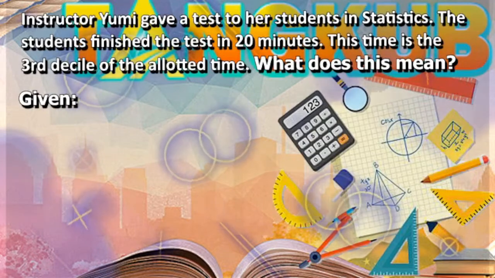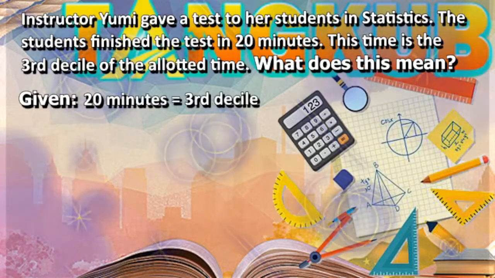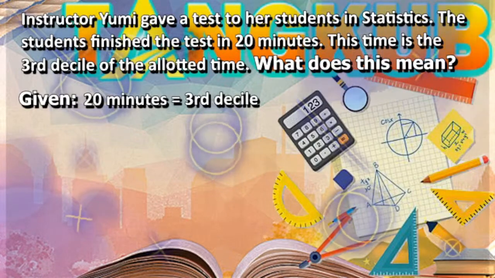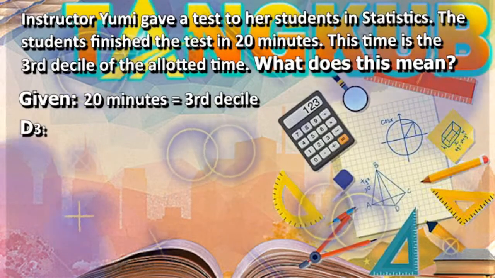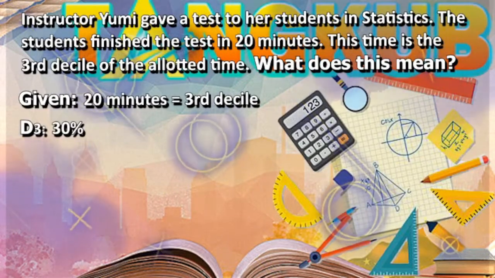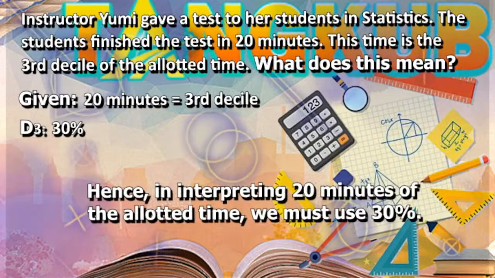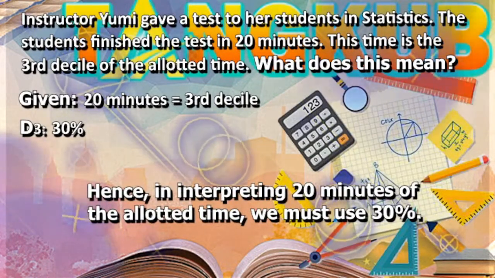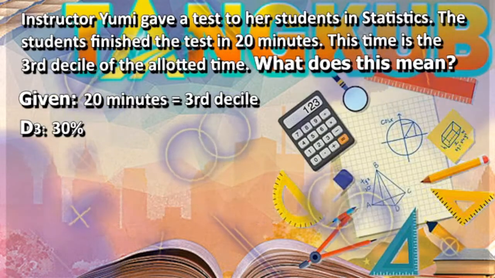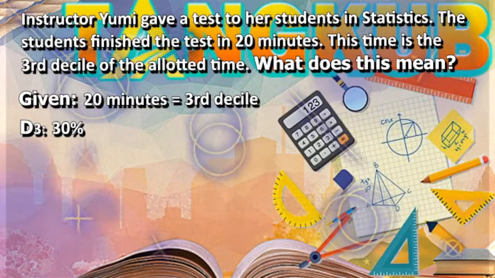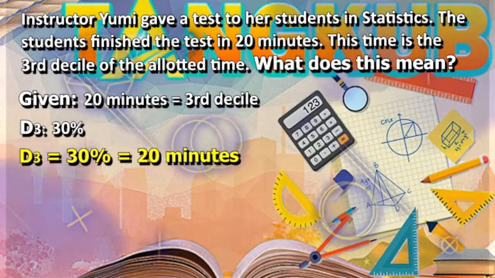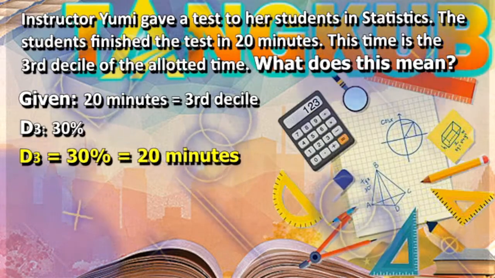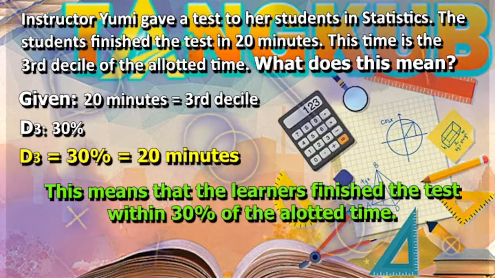Now, based on the given problem, the given is 20 minutes, which is the decile 3 or third decile. Second, identify the equivalent of the third decile. We know that third decile is equivalent to 30%. Hence, in interpreting 20 minutes of the allotted time, we must use 30%. Next, write the interpretation. We know that the third decile is equal to 30%, and based on the given problem, the third decile is 20 minutes. This means that the learners finished the test within 30% of the allotted time.